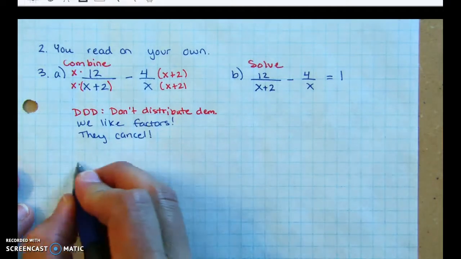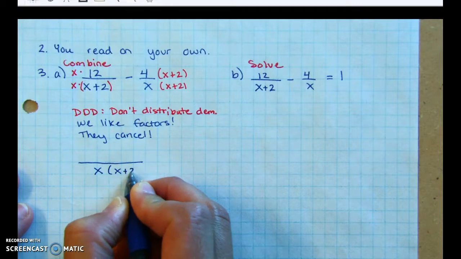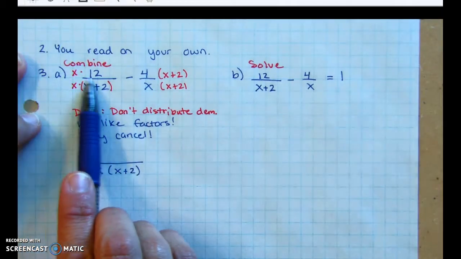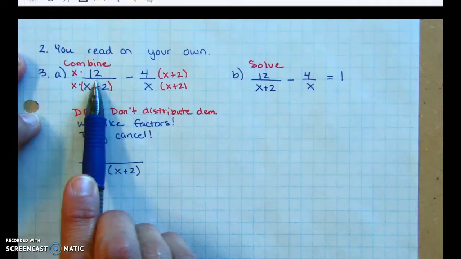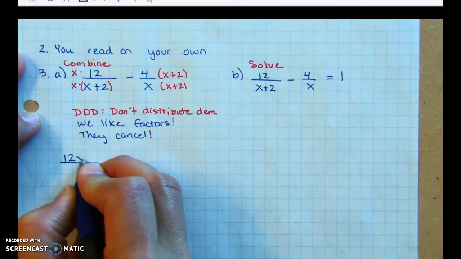By saying we like factors, I'm saying we like it to look like this: x times x plus 2. Don't distribute the denominator. Okay, now in the numerator, you will distribute and combine like terms. So what do we have first in the numerator here? What is this going to be? 12x, good. Thank you.